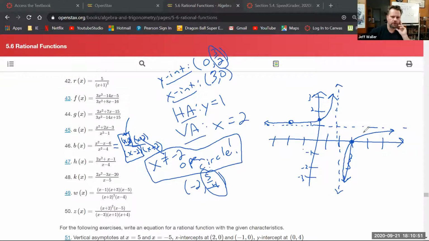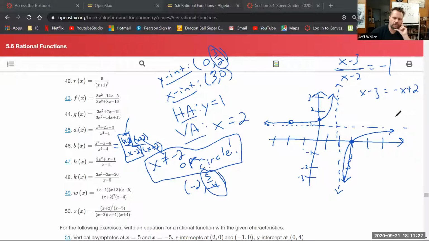And by the way, real quick, does anyone remember how to tell if it's going to cross its asymptote? If I take the function, which is now this basically everywhere, set it equal to the asymptote. Yes, set it equal to the asymptote. So if I take the outputs of the function and set it equal to the particular output I'm interested in, look what happens.